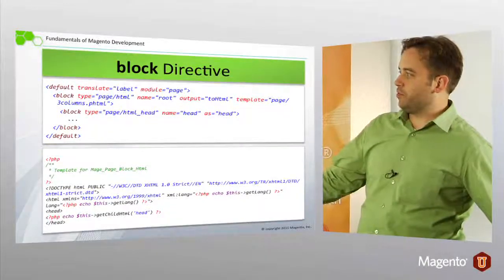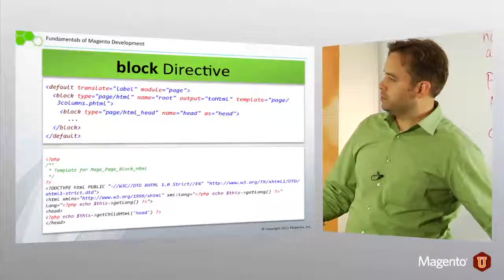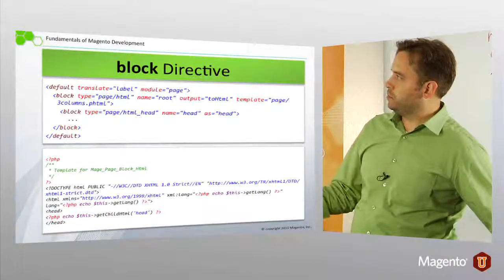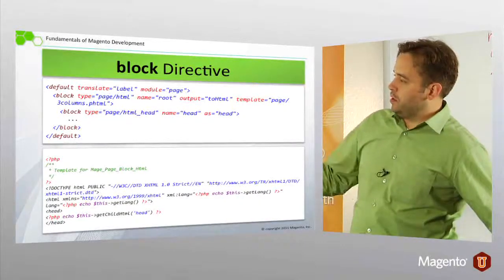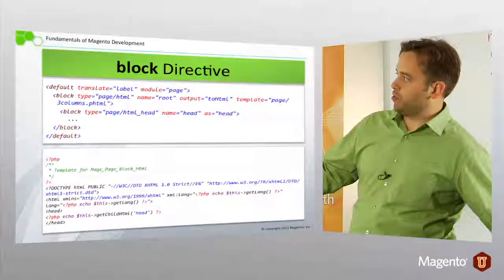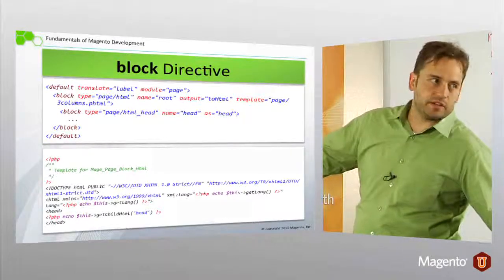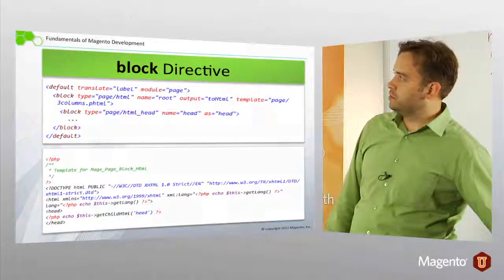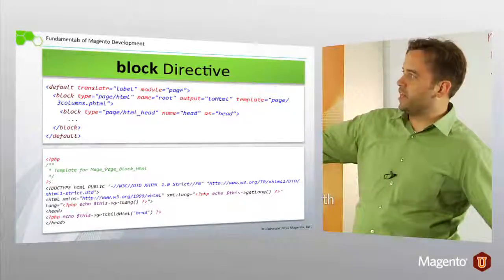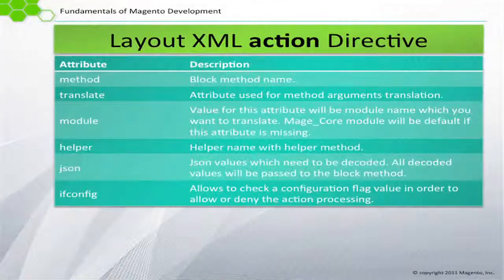And this is the template file for that root node. And the root node has to call that get child HTML head. So it refers, actually in this context, it refers to the alias. Again, this is redundant. Without specifying the alias, the name is used as the alias. Okay. Now, the action directive.